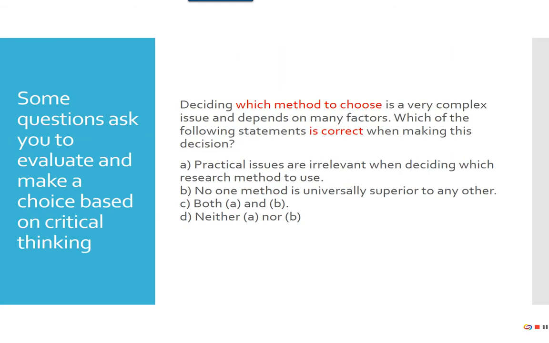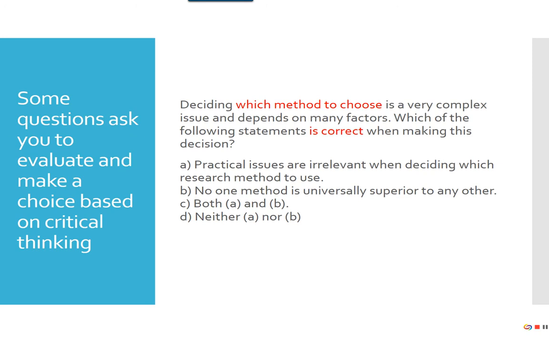Some questions will ask you to evaluate and make a choice based on critical thinking, or to choose the best answer. For example, deciding which method to choose is a very complex issue and depends on many factors. Which of the following statements is correct when making this decision? A. Practical issues are irrelevant when deciding which research method to use. B. No one method is universally superior to any other. C. Both A and B. Or D. Neither A and B.